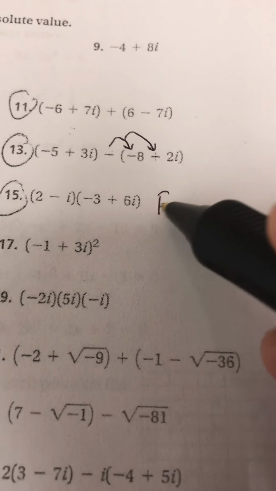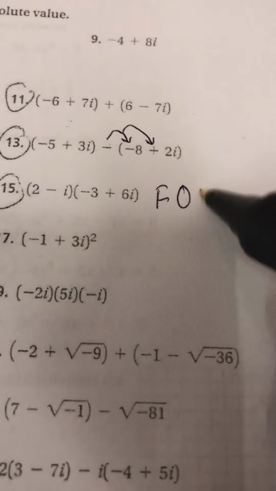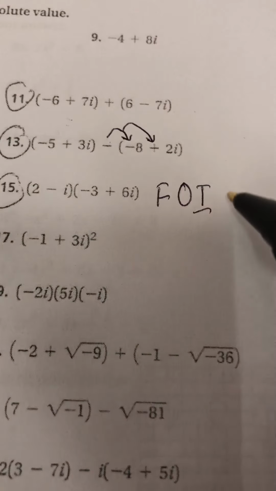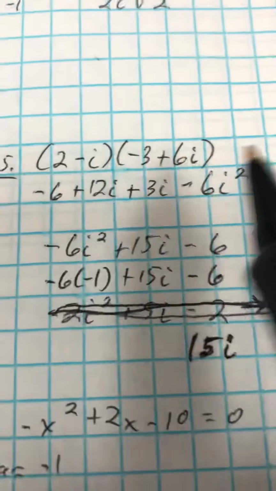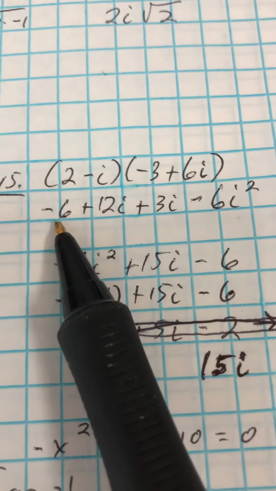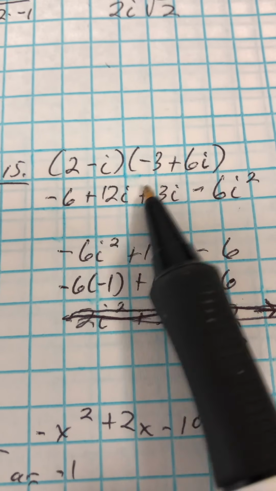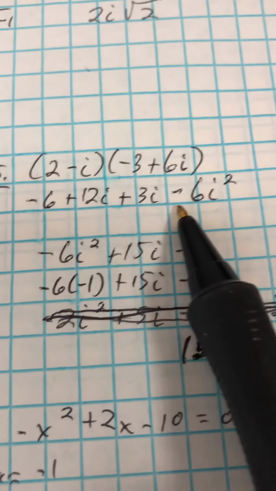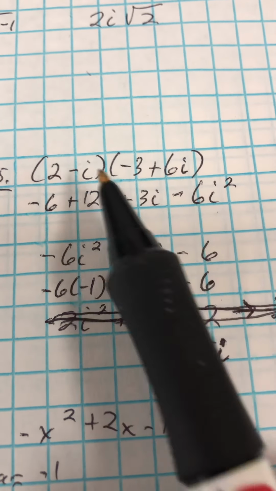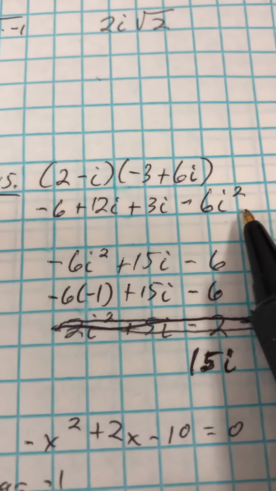Number 15, I am multiplying these two, so I'm going to use the FOIL method. I'm going to multiply the firsts, the outsides, the insides, and the last in each quantity. So the first, 2 times negative 3, is negative 6. The outside, 2 times 6i, is 12i. The inside, negative i times 3, is going to be a positive 3i. And then I have a negative 6i squared, the last times the last one in each.